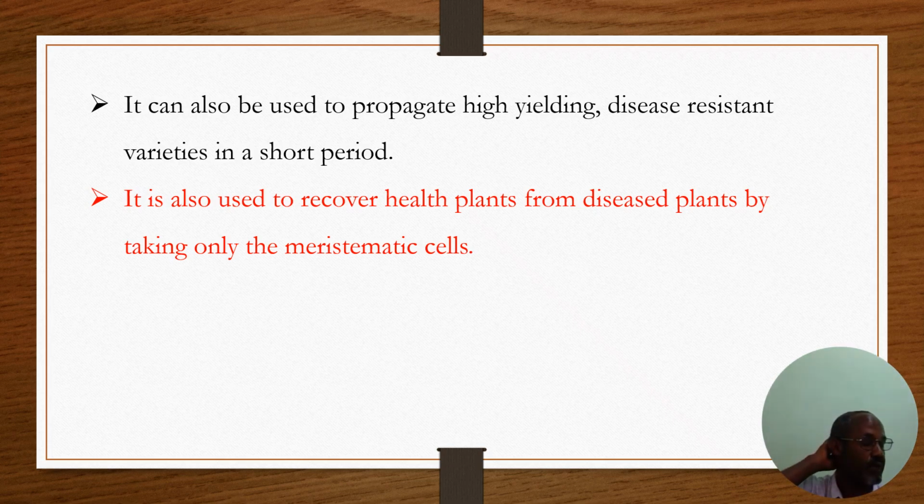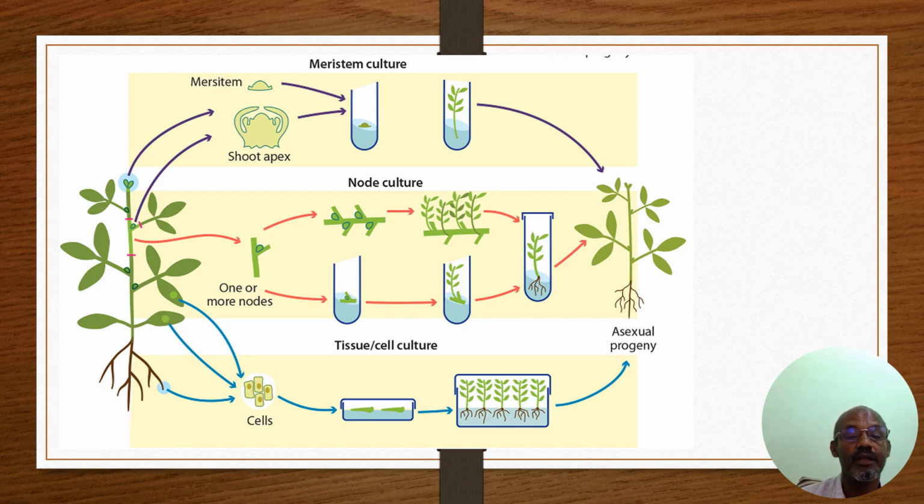It is also used to recover healthy plants. This is a repetition, of course. I have tried to tell you about meristem tissue culture. It is also used to recover healthy plants from diseased plants by taking only the meristematic cells. Let me show you here. I do have a diagram. This diagram tells you the first one is, you see, from the tip, meristem. It says you take meristem from the shoot tip. This is the region where meristematic cells are found. These meristematic cells will not receive virus, bacteria, or fungi if the plant is infected by these microbes. They will not come to here.